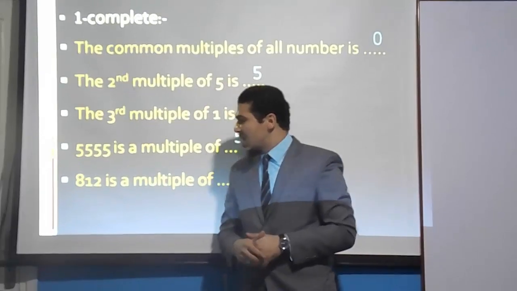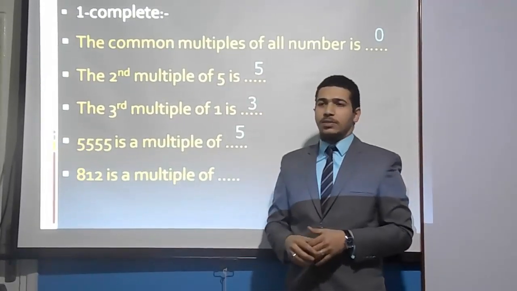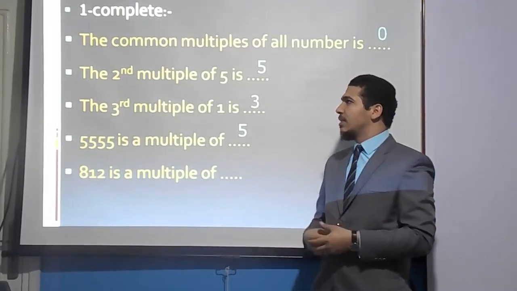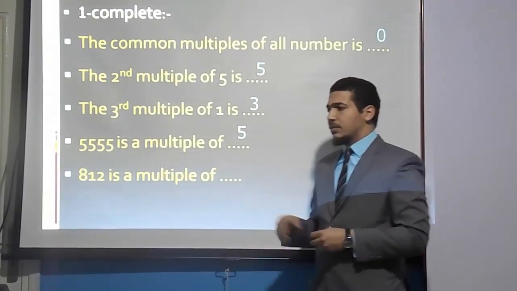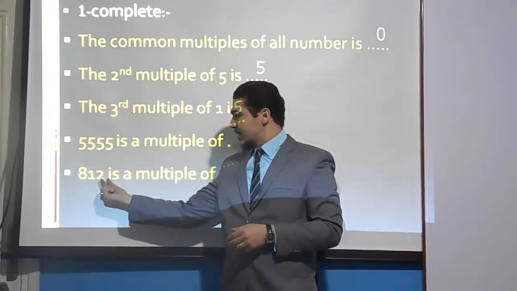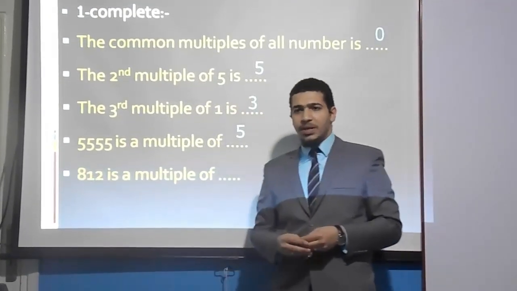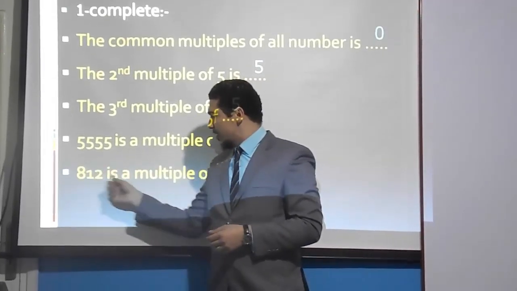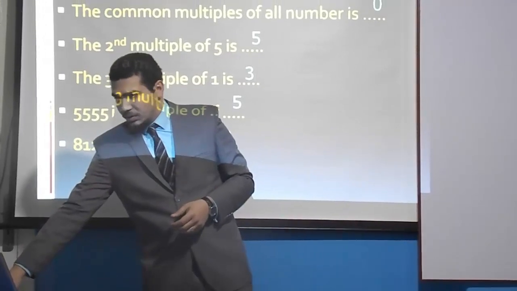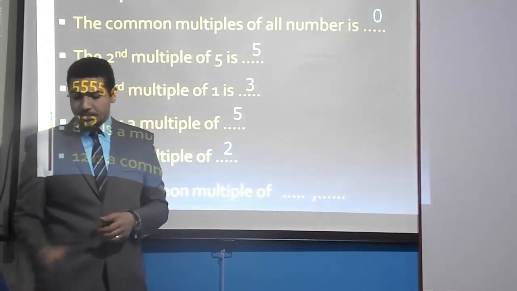Another question. 912 is a multiple of what? How can we realize that? It depends only on the remarks we studied. Now look at the unit place. We see 2. 2 means the whole number is a multiple of 2, because 2 is an even number.